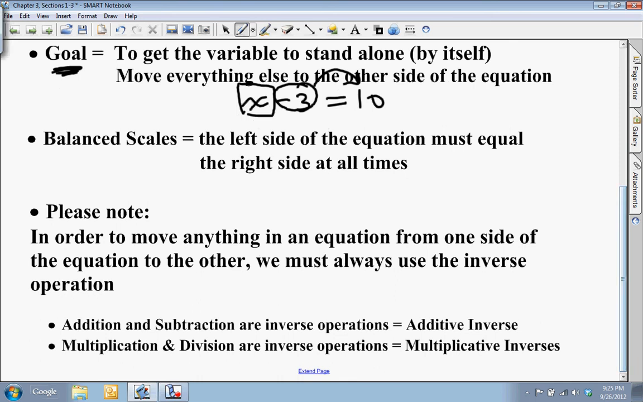As a reminder, addition and subtraction are inverse operations. We call those additive inverses. Multiplication and division are inverse operations of one another. We call those multiplicative inverses. So if we are given an addition problem, in order to move things from one side to the other, we are going to subtract. And in a subtraction problem, we are going to add. If we are dealing with a multiplication problem, that's going to require that we divide in order to get the variable by itself. And if it's a division problem, we should multiply.